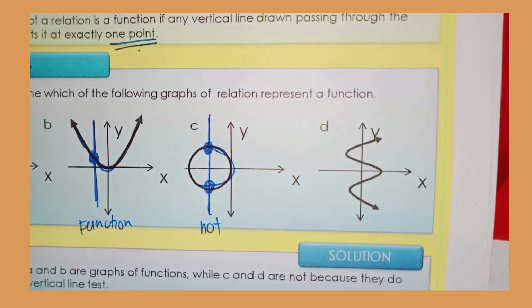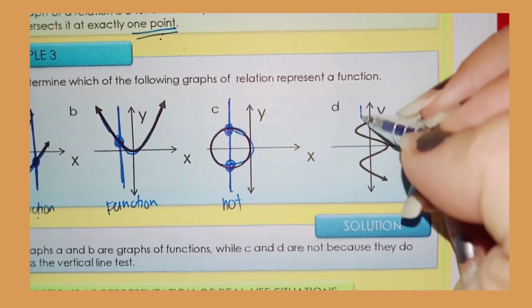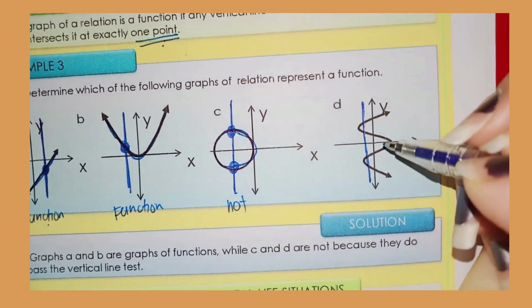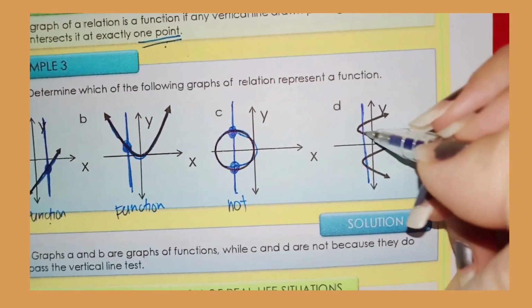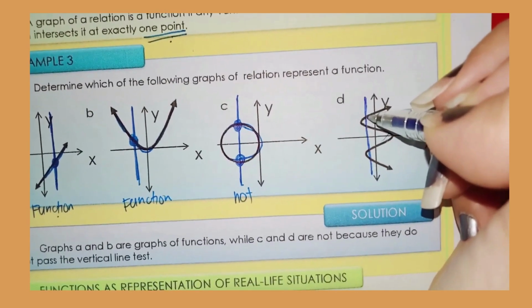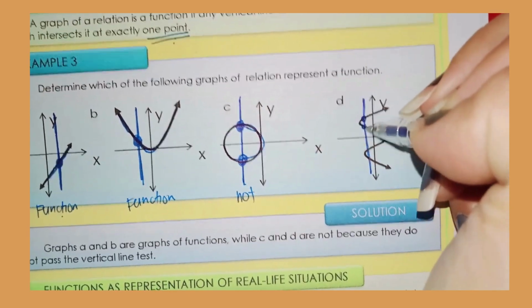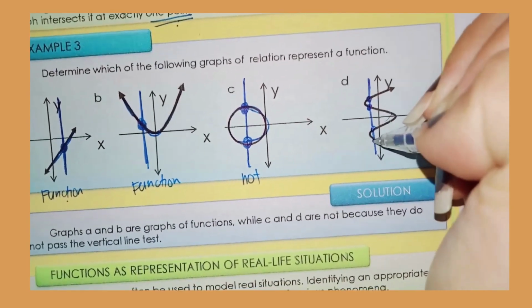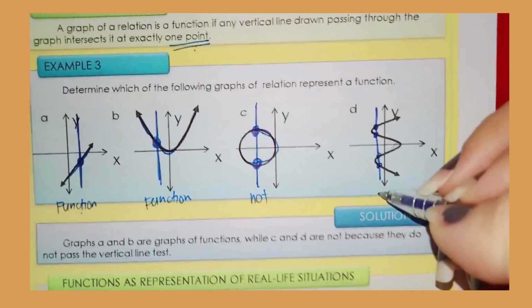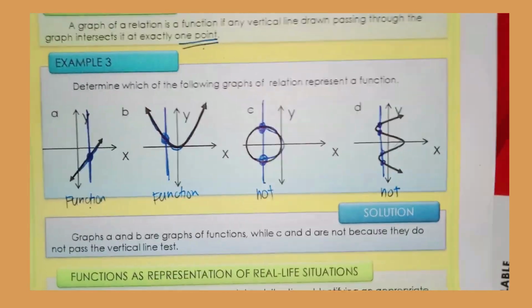And then, letter D, draw ulit tayo ng vertical line. And then, ito yung graph natin, yung parang letter E. Ilan ba yung point na tinamaan niya? 1, 2, 3, 4. 4. So, dahil hindi naman siya 1 point, the answer in this one is not function.